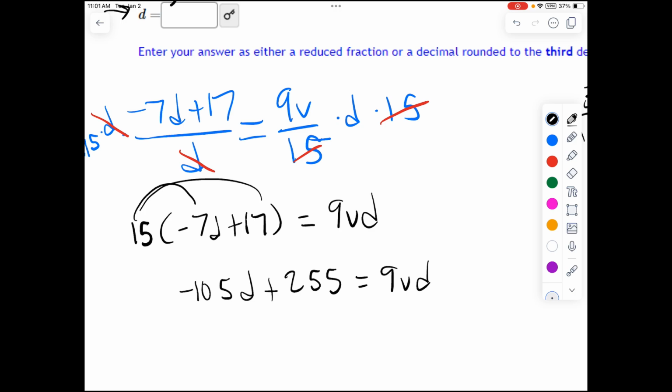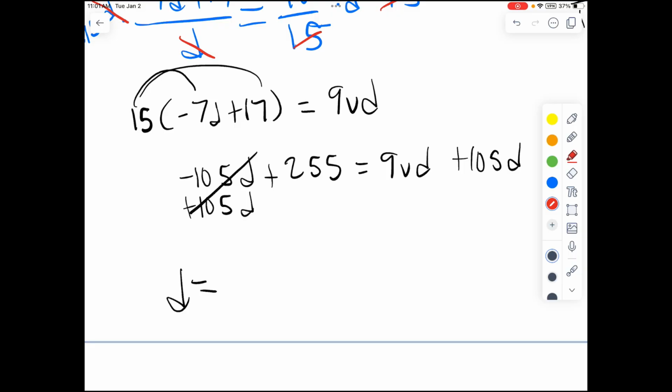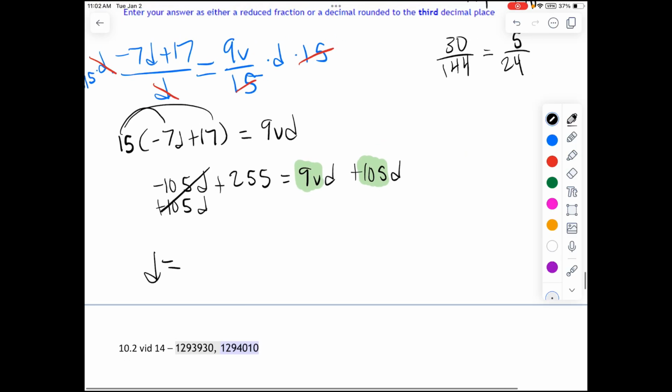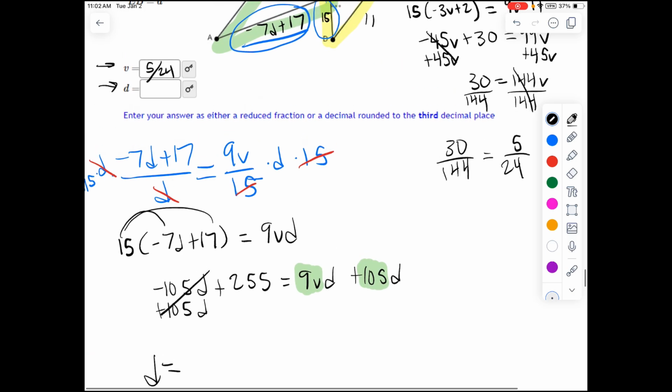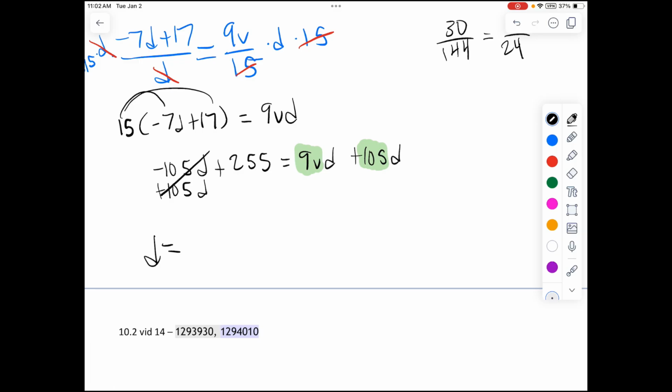Alright, now this is where it's going to get a little weird. You want to get all of your d's alone. D equals is your goal, so I'm going to subtract. Nope, I'm going to add. I still like positive numbers more. I'm going to add the 105d to both sides. Now, can these combine? Yes and no, a little bit of both, right? If you wanted to add the 9v and the 105, you have to plug in what you found for v. You have to plug in your 5 over 24, which we can do now if we want to.